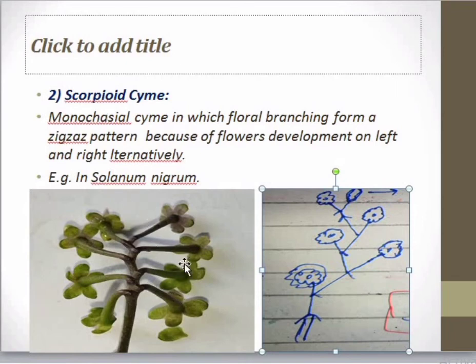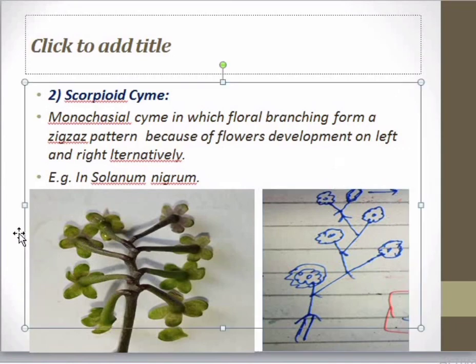Such a type of arrangement of cymose or monochasial inflorescence is known as scorpioid, which forms a zigzag path, e.g. in Solanum nigrum. These are the flowers of Solanum nigrum. This is to the left, then right, then left, then right, left. So it forms a zigzag path like this.